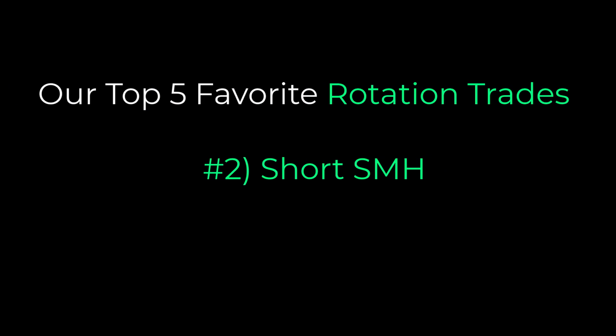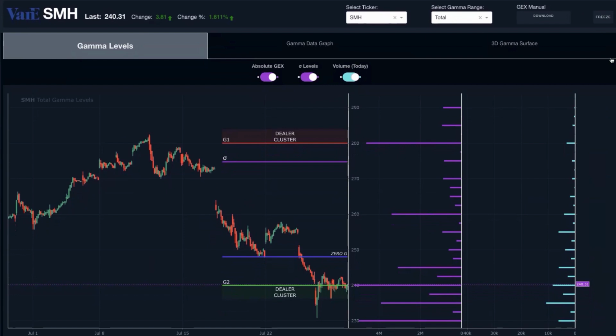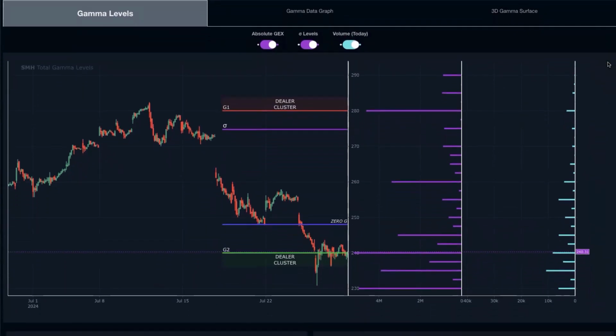The next trade idea on our list is short semiconductors. And for this, we're going to start out with the SMH, which is the semiconductor ETF. Very easy to see the steep downtrend on SMH coming from the 280 strike all the way down to the 240 strike over the last few days.